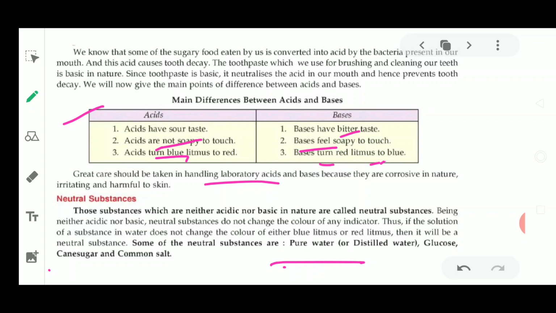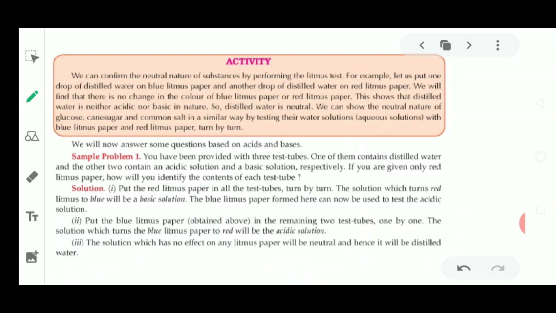So pure water or distilled water is a neutral substance. Glucose is a neutral substance. Cane sugar, common salt, all these are neutral substances which are not going to show you any change in the litmus paper.